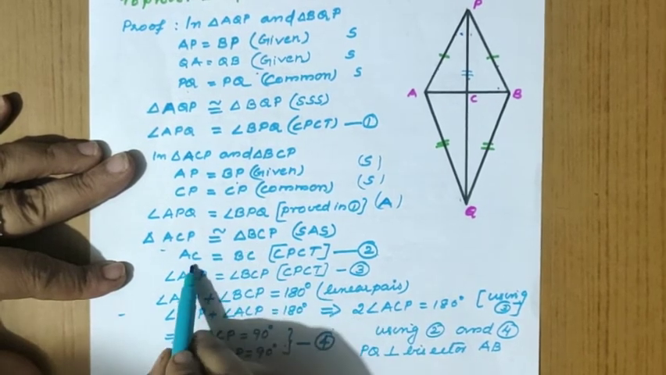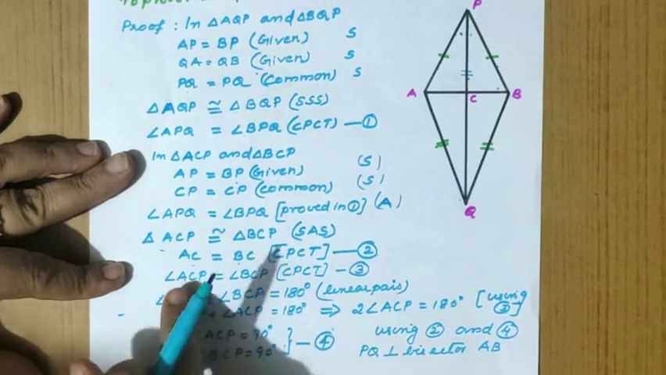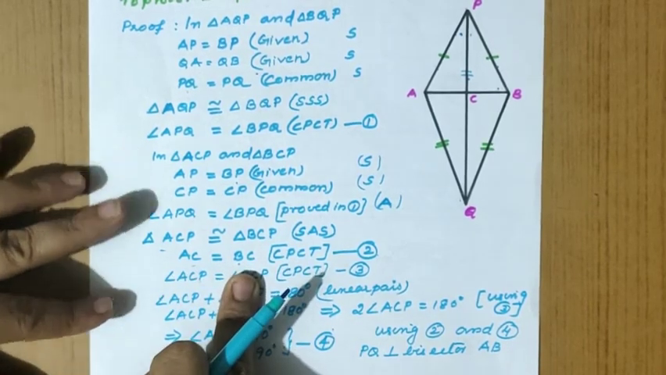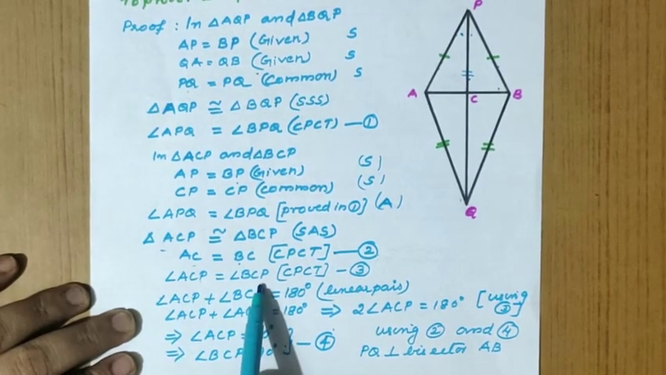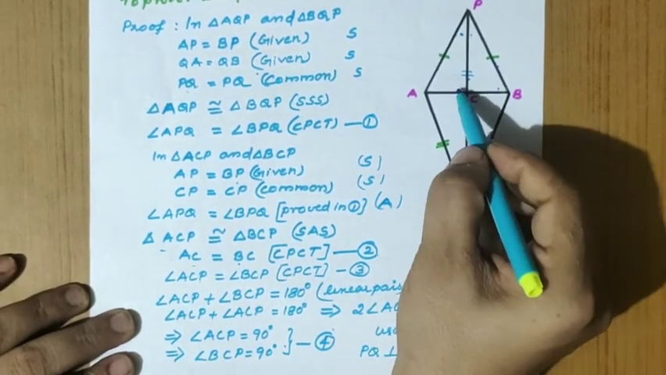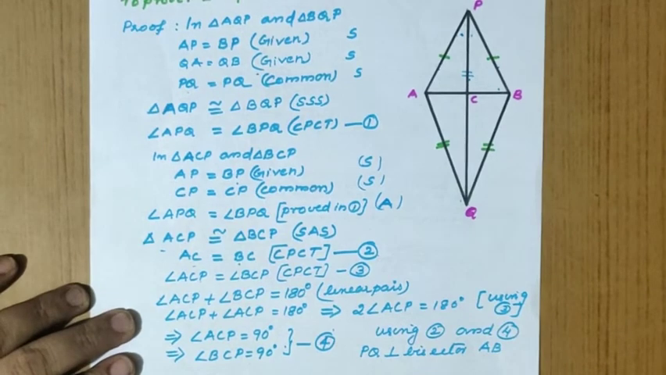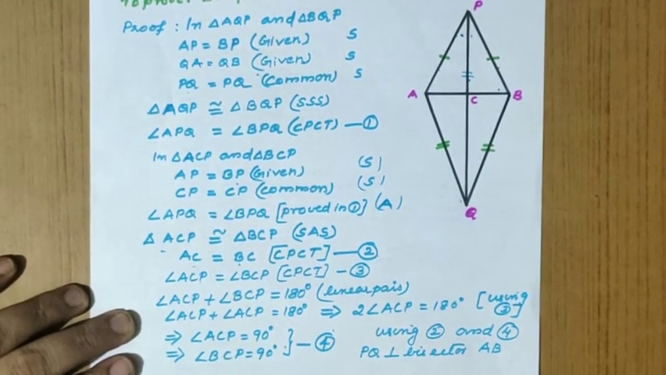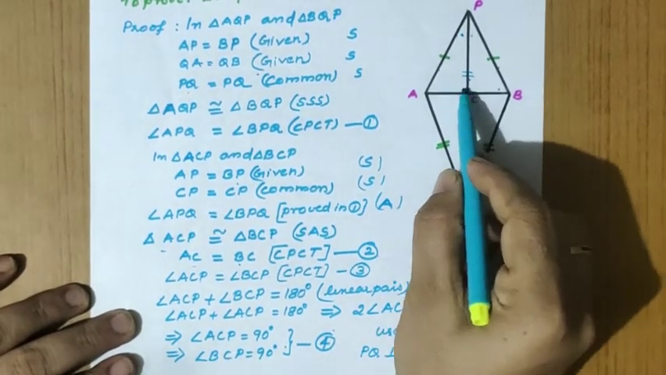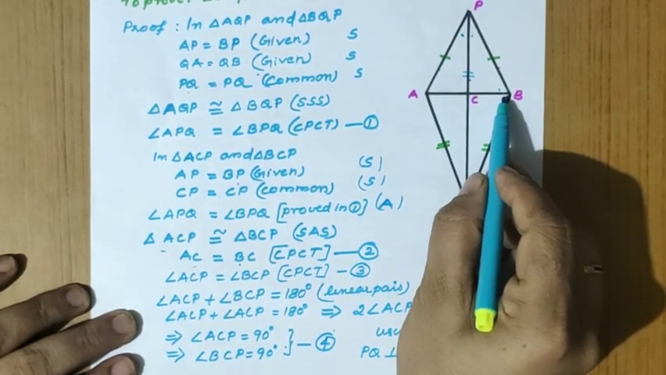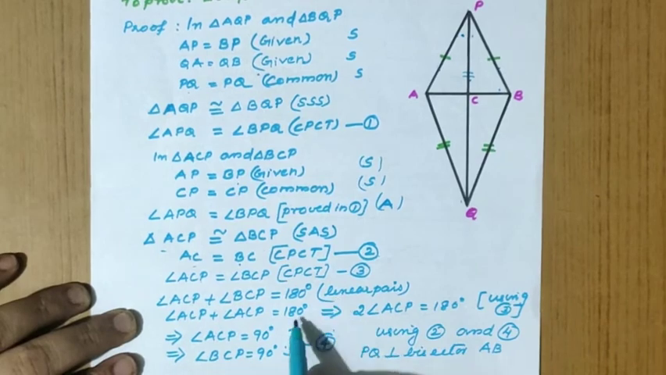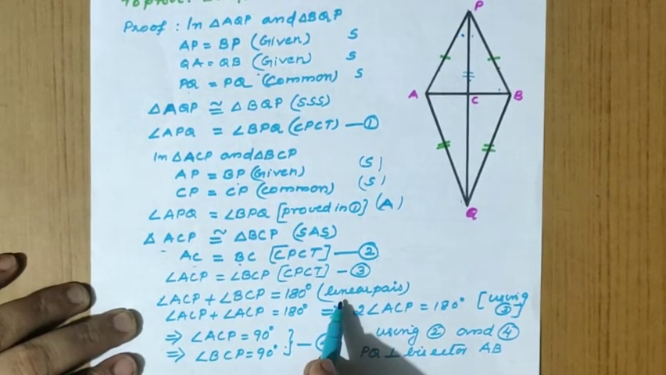By this, what can we write? AC equal to BC. That means it's bisected. The line PQ is bisected equally. Next, angle ACP equal to angle BCP. These two angles are also equal by CPCT. If you take the sum of these two equal angles, what will we get? 180 degrees, because AB is a line segment. So by using linear pair, we know that it is 180 degrees.